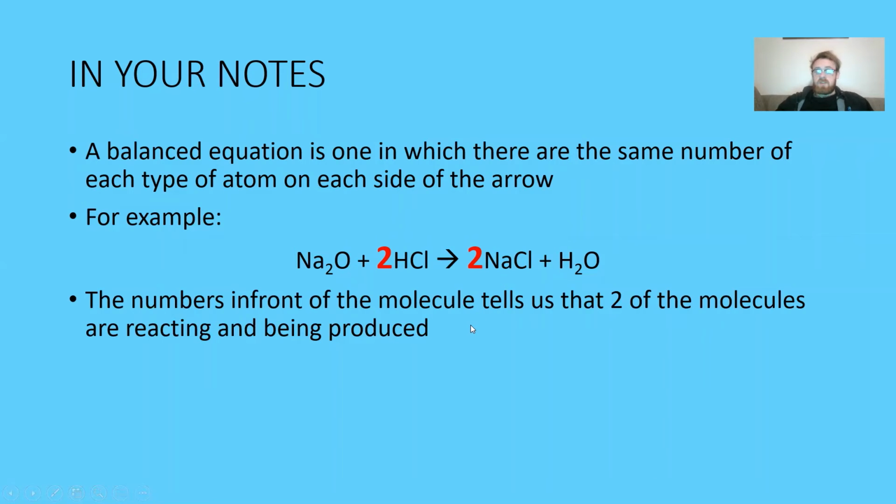Okay. The numbers in front of the molecule tells us that 2 of the molecules are reacting and being produced. Okay. Can you pause for a second and write this down? And once you've written it down, unpause the video and we will move on.